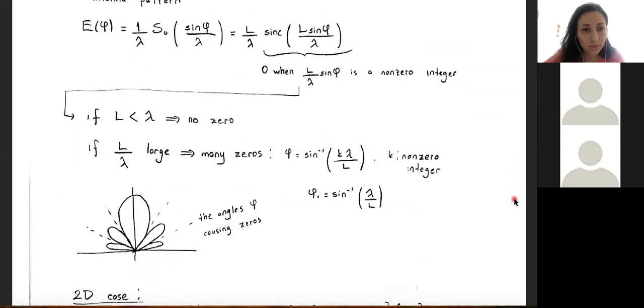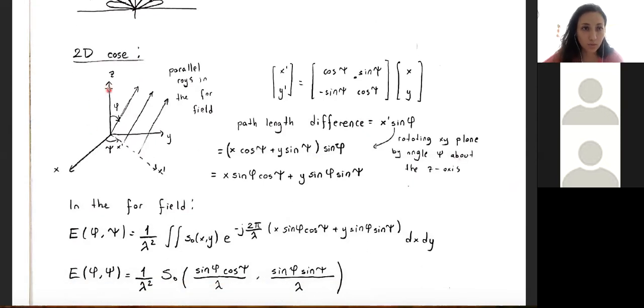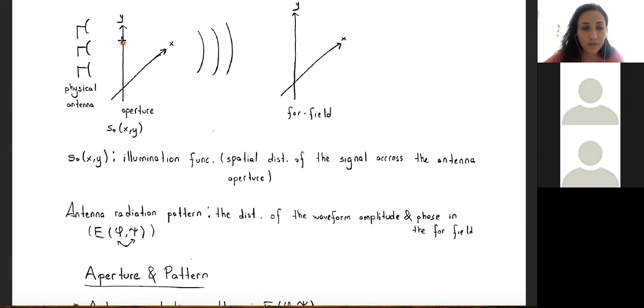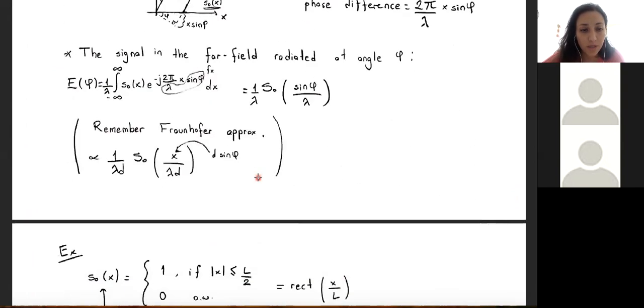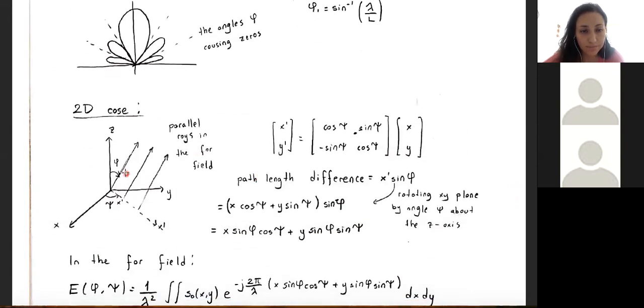Okay, so let's continue with the 2D case now. In reality, we want to understand the 2D case because antenna patterns, the illumination function, are not 1D but generally two-dimensional. Especially if we want to do imaging, we use a 2D physical antenna here, and so there is a 2D illumination function. We want to understand its effect in the far field. So let's apply the same idea to the 2D case.